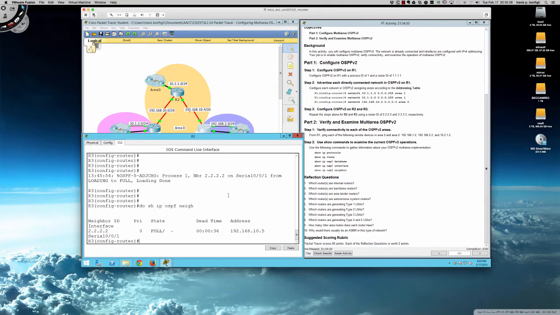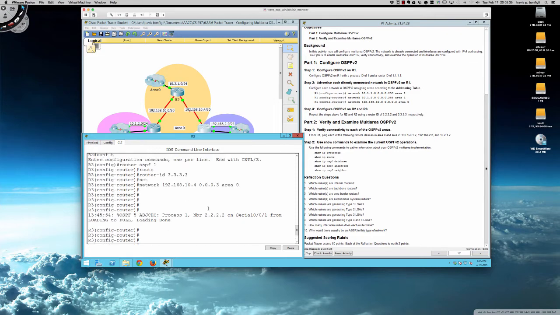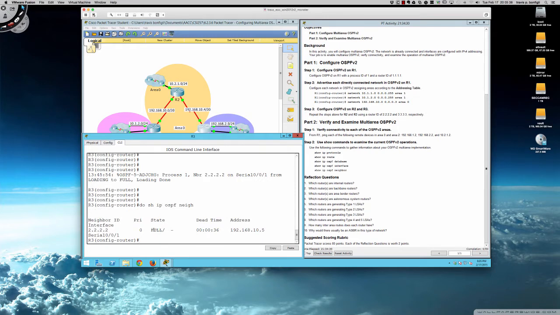Now the default priority for a point-to-point link, which this is, a serial connection, is 0. So there will be no DR BDR election, which is why the adjacency is in a full state. However, there's no DR or BDR identified because, again, this is point-to-point.